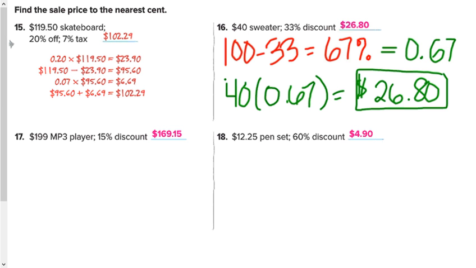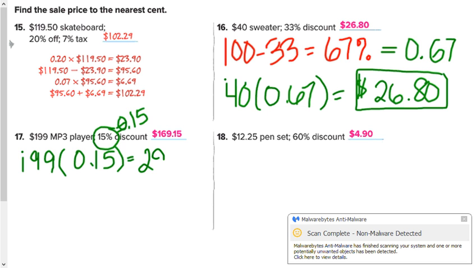All right, so our next example is a $199 MP3 player at a 15% discount. So here we're going to use method 1. So we're going to take our $199 and multiply it times our 15% discount. And remember, 15% equals 0.15. So I'm going to multiply it times our discount, and that's going to equal $29.85. And what you have to understand is that this is just your discount.